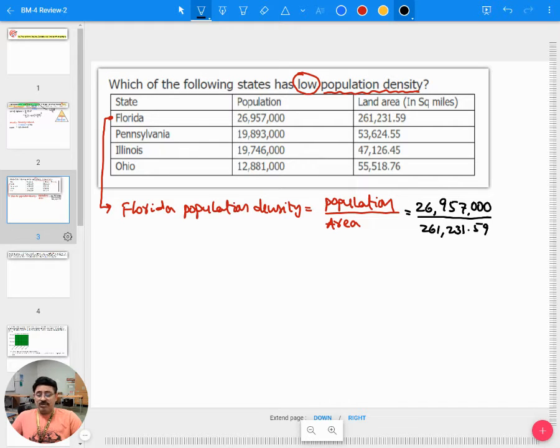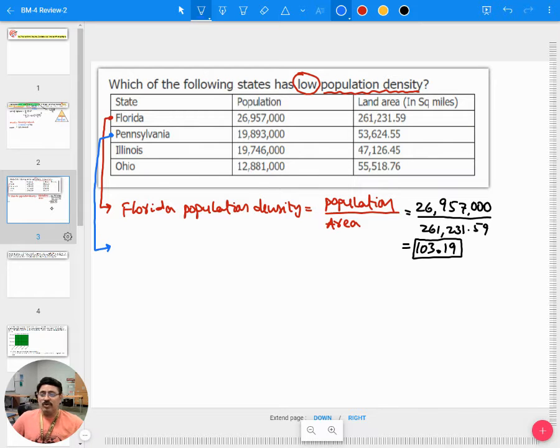Let me make use of the calculator. The numerator is 26,957,000 divided by 261,231.59. So the population density is 103.19 people per square mile. This is my first answer. And coming to the second one, this time I'm computing Pennsylvania.